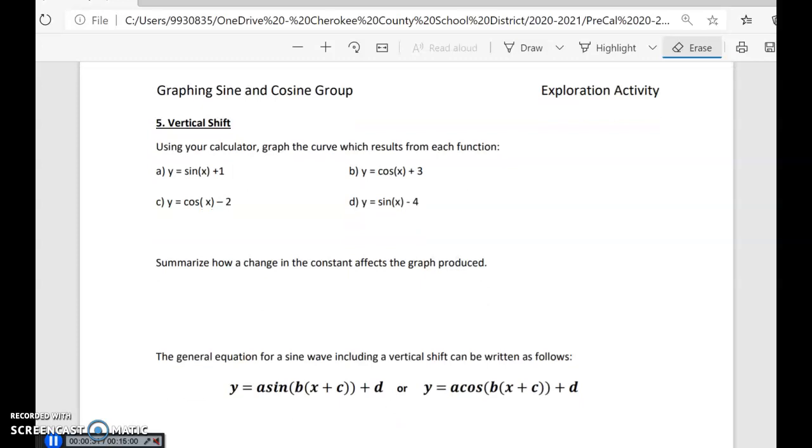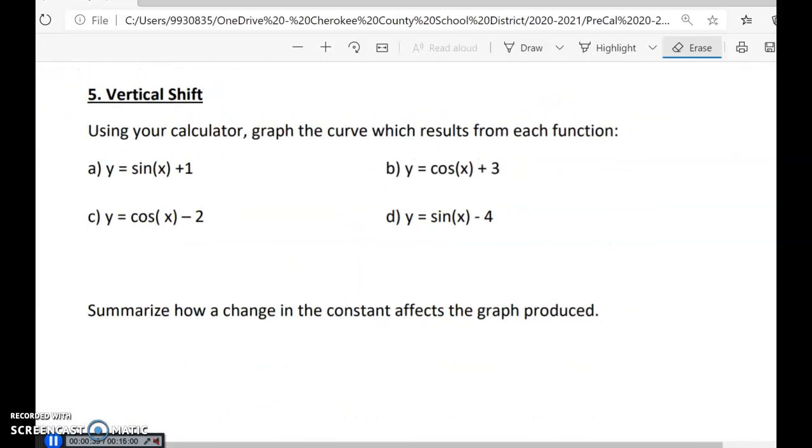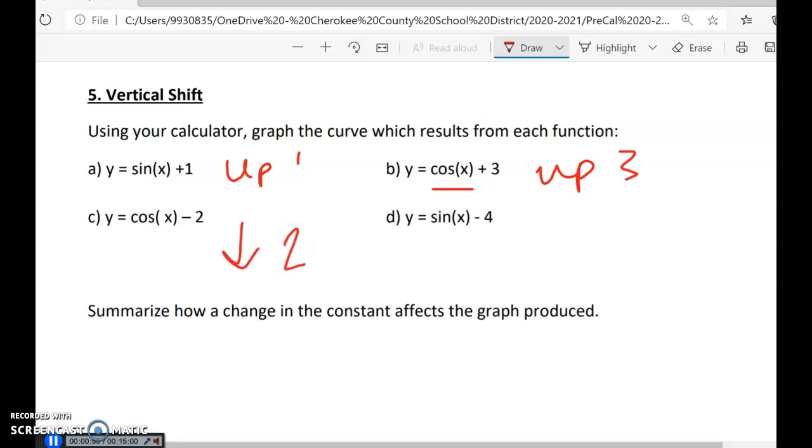Okay, so just discussing what each of these are here. This one's going to go up, y equals cosine x plus 3. That means you're going to take your cosine function and shift it up 3. This is going to take my cosine function and shift it down 2. And this is going to take my sine function and shift it down 4.